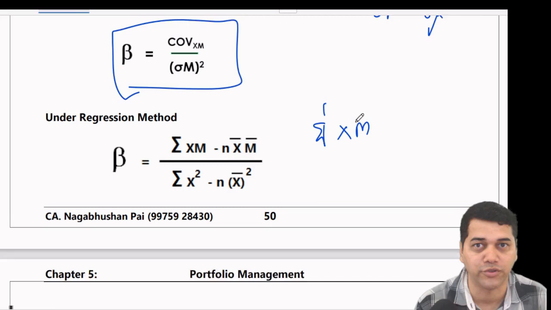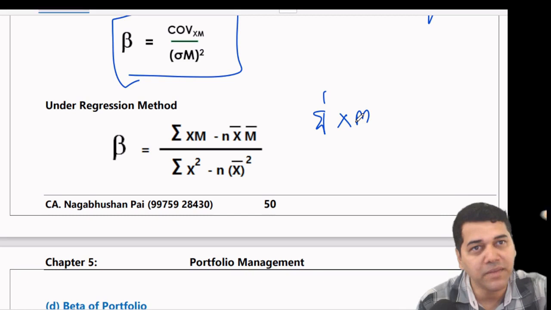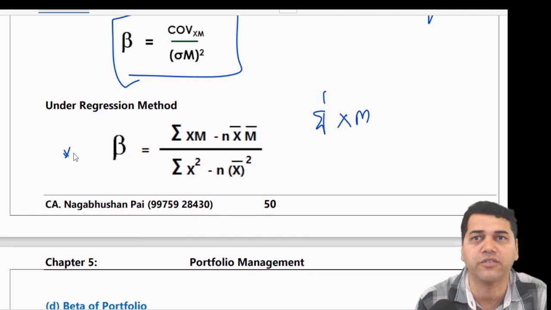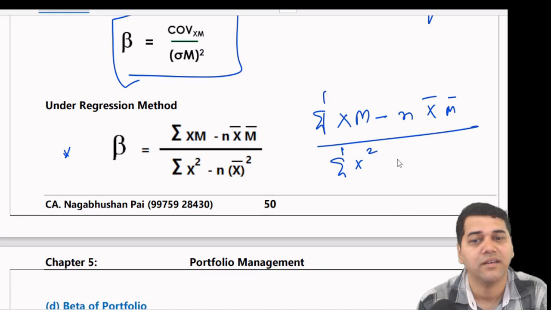I have gone for a long cut because it is consistent with my Markowitz portfolio theory. I have never used this equation. Now, if you say, sir, this equation is very easy, and they ask me to calculate only beta, I will use it. What is that equation? Sum of x into m minus n times x bar into m bar, divided by the sum of x square minus n times x bar square. Simple, no? With one equation, you will get the beta.